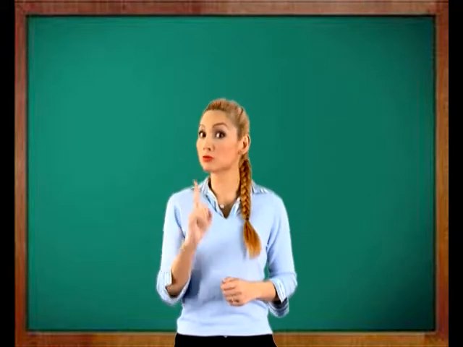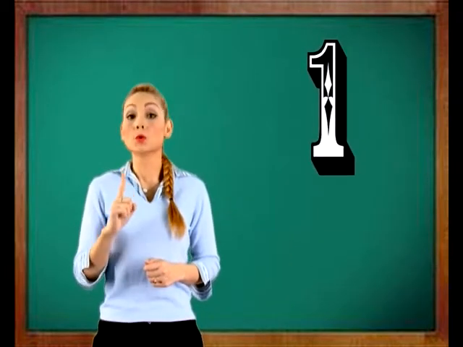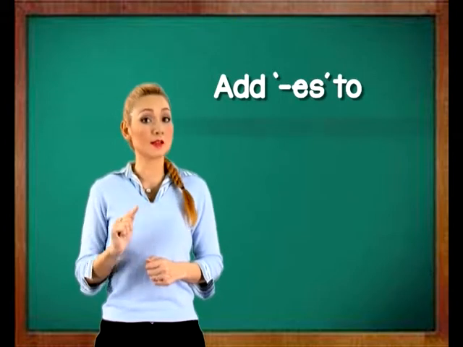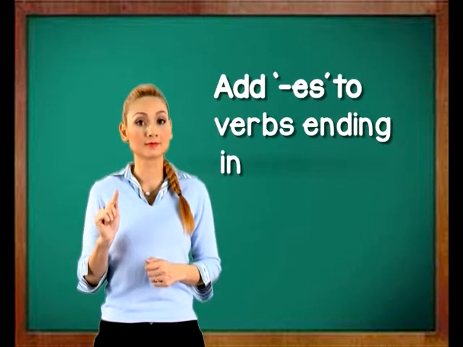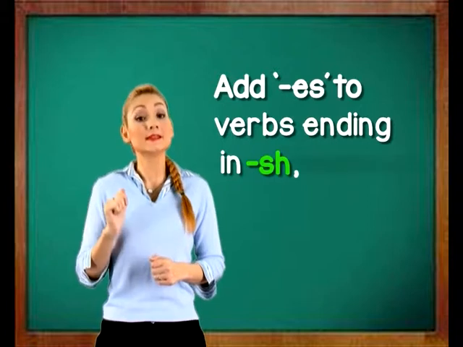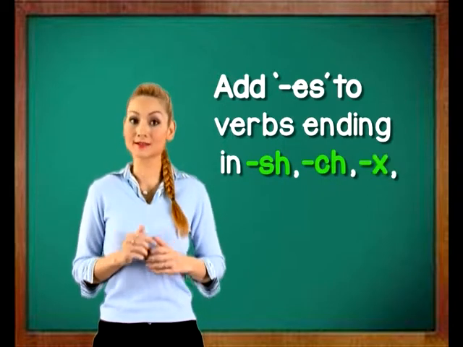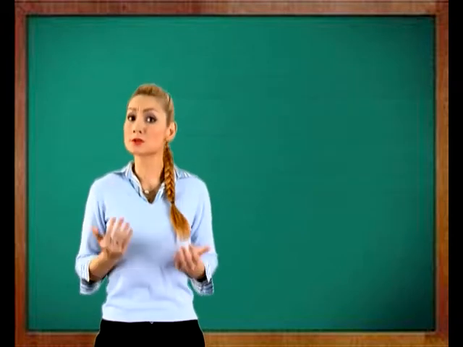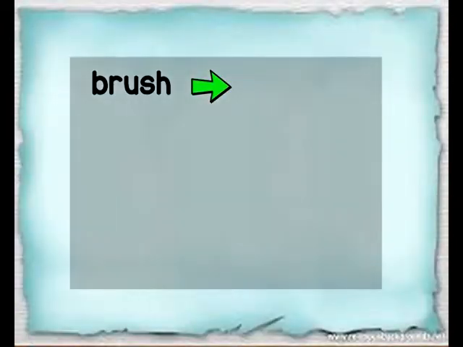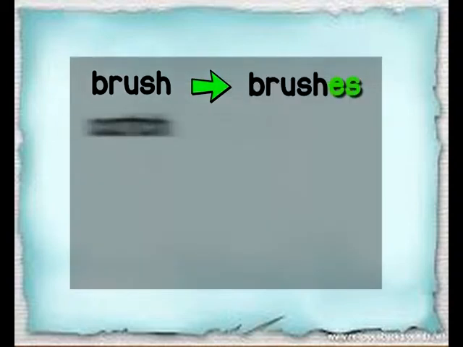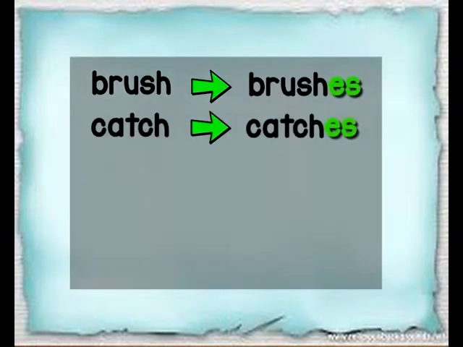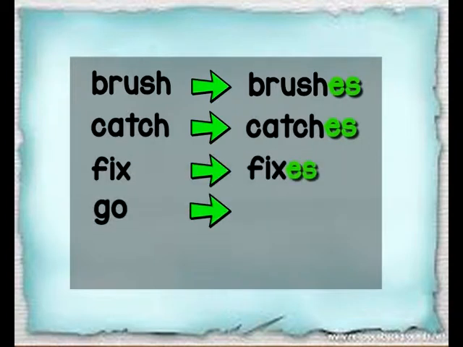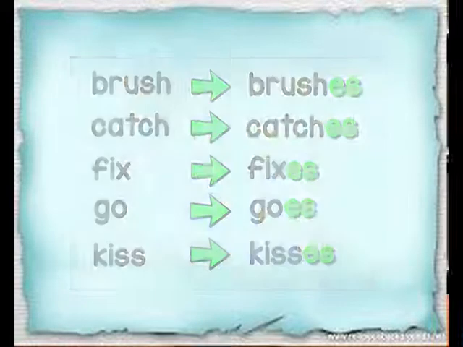Okay, rule number 1. We add ES to verbs ending in SH, CH, X, O, and SS. So, brush becomes brushes, catch becomes catches, fix becomes fixes, go becomes goes, and kiss becomes kisses.